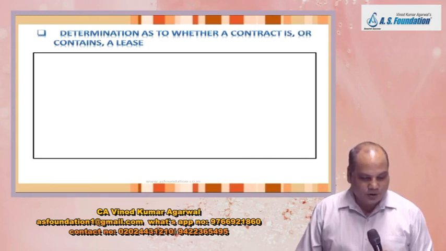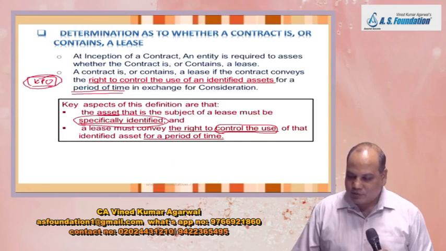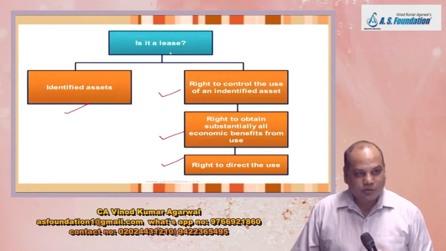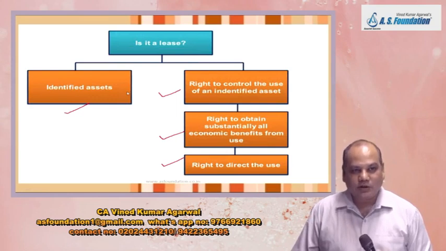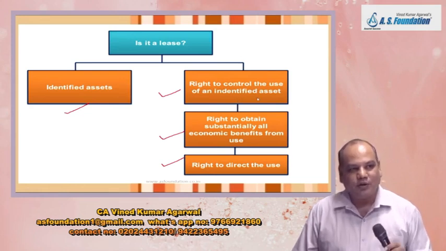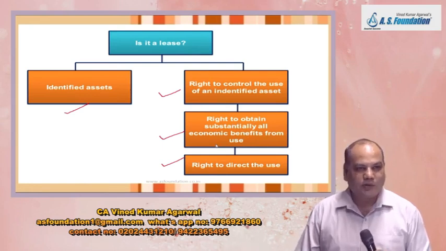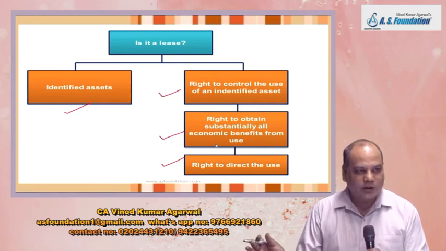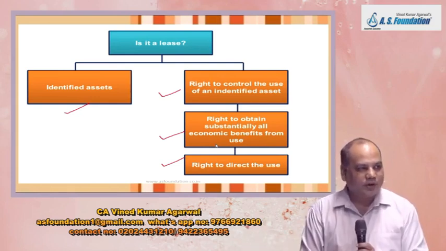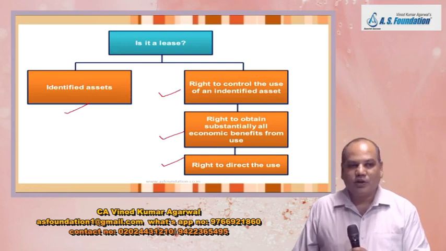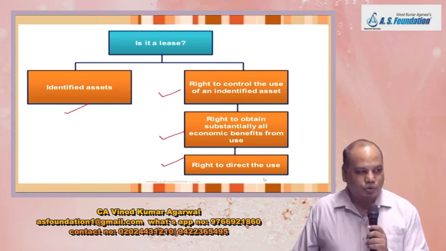Okay, so let us revise once again. Check whether there is a lease contract. Check whether there is any identified asset. Whether the right to control the use of the identified asset is transferred to the lessee for a period of time for a consideration. Right to control the use of the asset means you have transferred the right to obtain all substantial economic benefit normally associated with that asset, subject to some protective restrictions, and the lessee has a right to direct the use of the asset.